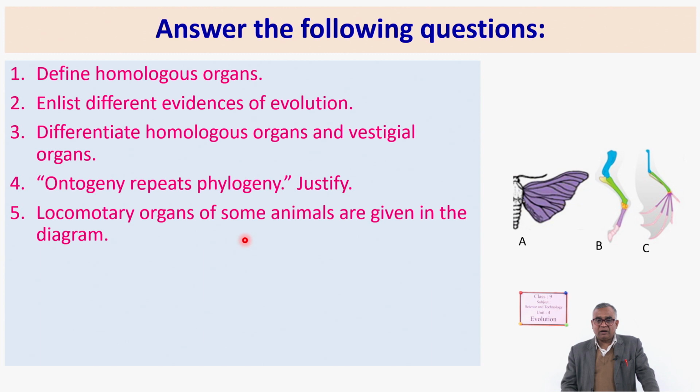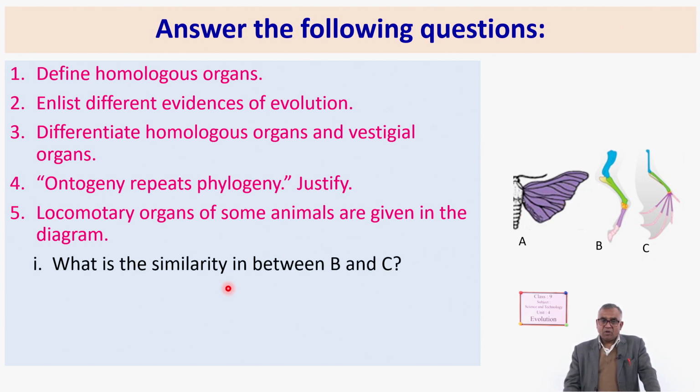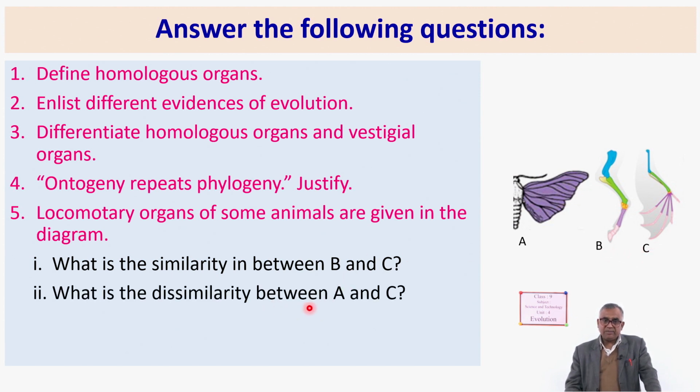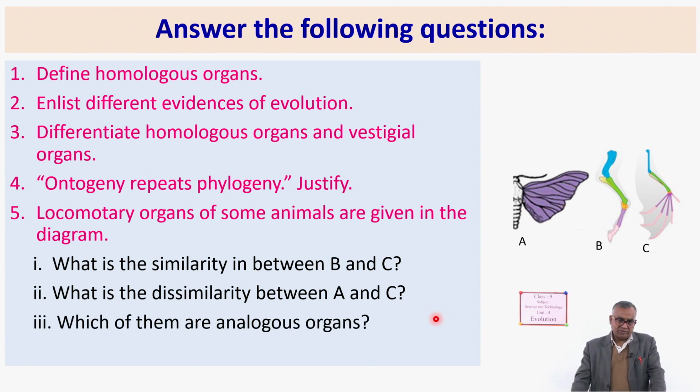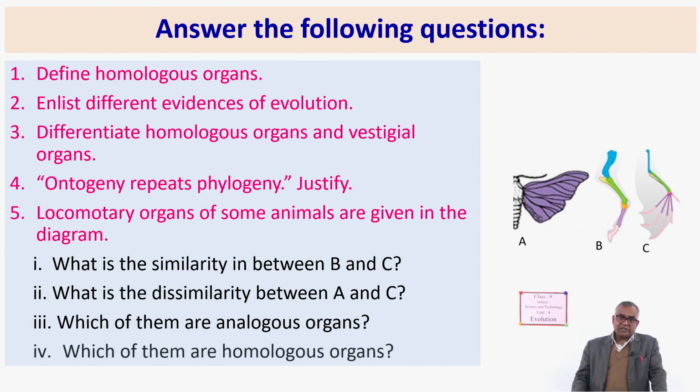Locomotory organs of some animals are given in the diagrams. They are labeled as A, B, and C. And there are questions related to it. What is the similarity between B and C? Is there a similarity? You have to find out. Then, what is the dissimilarity between A and C? Find a single similarity, not more. Which of them are analogous organs? You have to find out of these 3 which 2 are analogous organs. Out of them, which one is uncommon? That will be the analogous organ. And the last one, which of them are homologous organs?